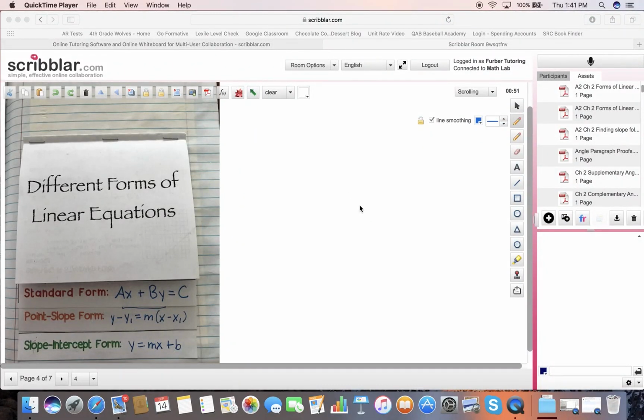So the last form of a linear equation is the one you should all be familiar with because it's the primary one that's taught in Algebra 1, and that is slope-intercept form. And this is the equation for slope-intercept form, so you can write this down on the tab. Y equals mx plus b.